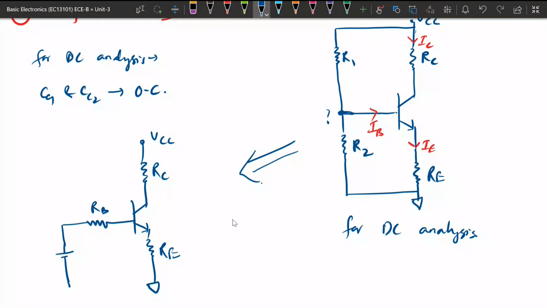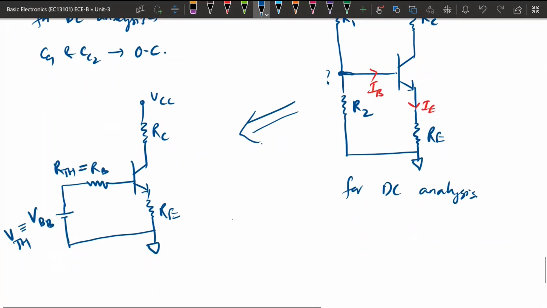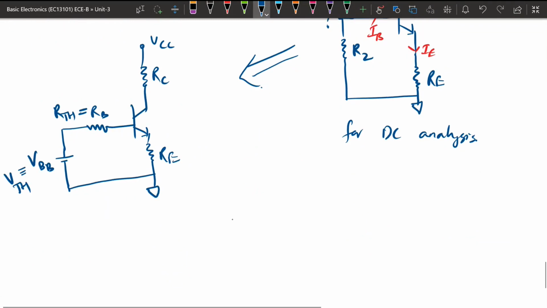So this will be of the form here. This is RB and this is VBB. This VBB is the Thevenin voltage, and this RB is the Thevenin resistance. So this circuit is modified to this equivalent form. So we need to just find out what the VBB will be.